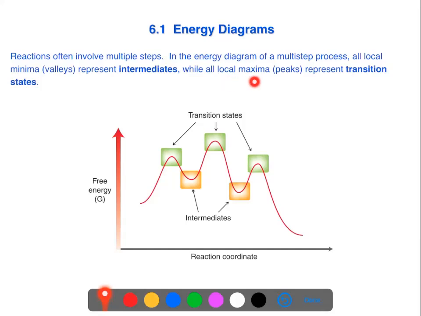Whereas local maxima, these peaks, represent transition states. So what's shown here in green are the transition states between the various minima along the path. And so transition states, on the other hand, are fleeting. These are not as easy to detect spectroscopically, but we'll talk about that on the next slide.